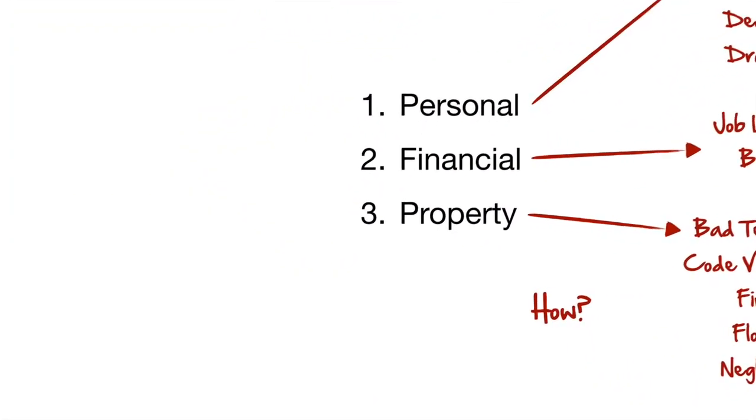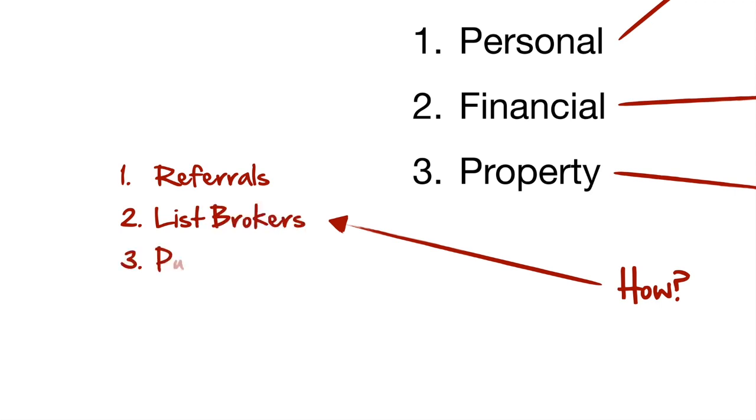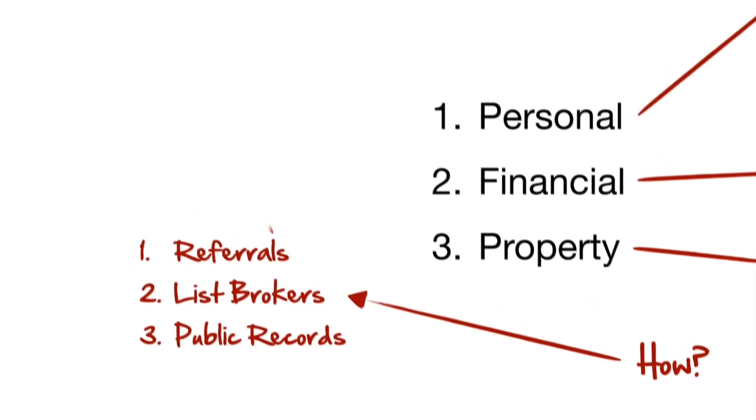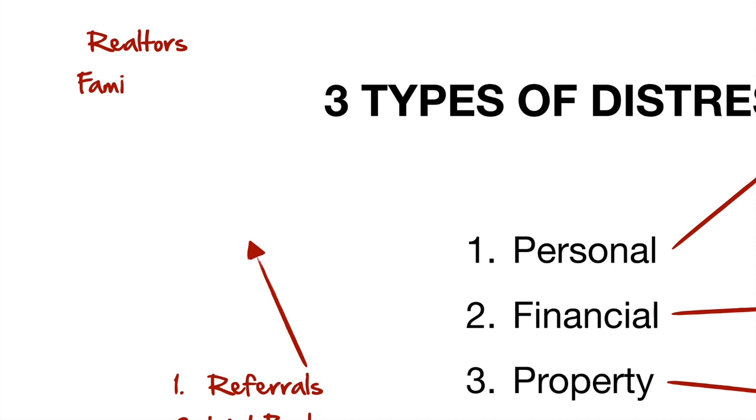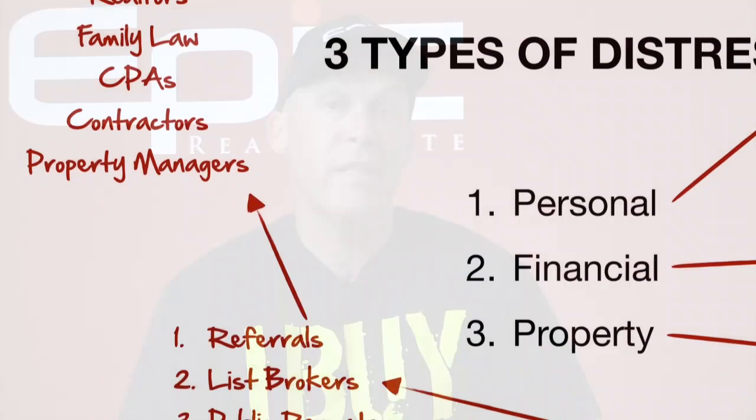All right, so we know who we're looking for, sellers, right? We know what kind of problems of theirs we're looking for. Now, how do you find them? Well, there are 3 primary ways: either referrals, list brokers, or public records. So referrals from professionals and service providers that would encounter sellers with problems, like realtors and family law attorneys, CPAs, contractors, property managers, just to name a few. I mean, technically, because we're talking real estate and everybody needs a place to live, just about anybody could be a referral source.